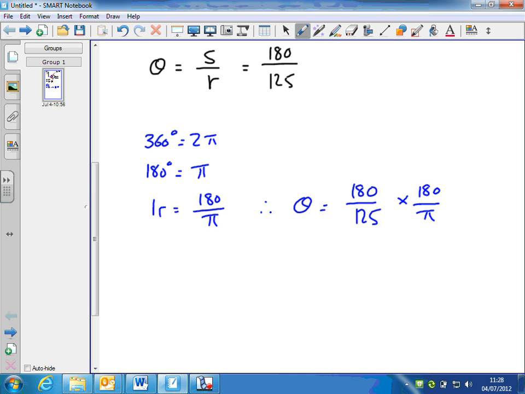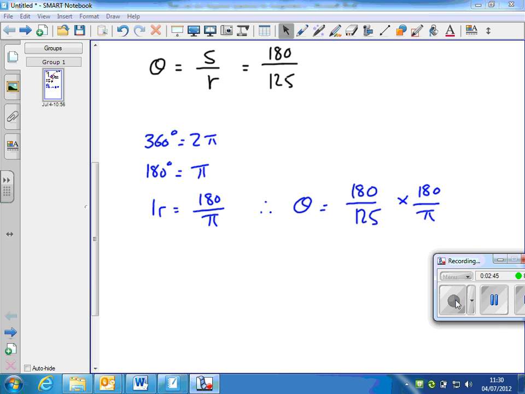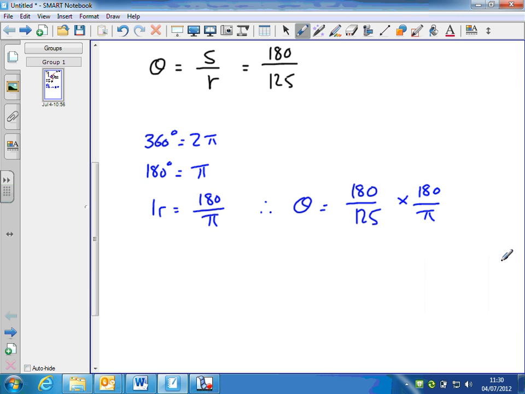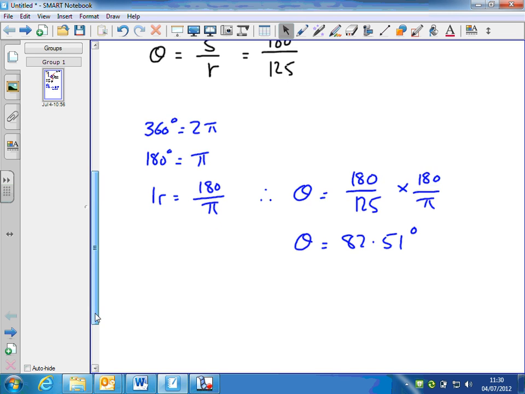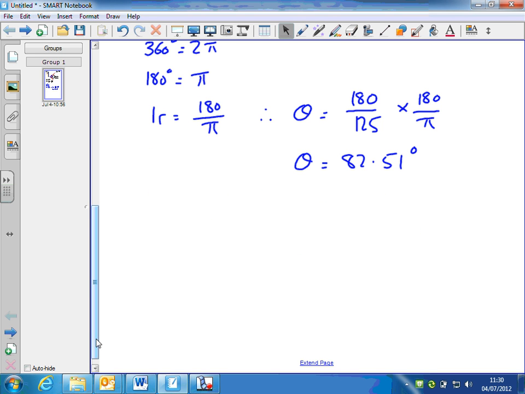So if I work that out, that'll give my angle, but that angle will be in fractions of a degree, and I want it in degrees and minutes. So if I work out what that is in degrees, theta is 82.51 degrees. But we want it in degrees and minutes, so 60 minutes in a degree. 60 minutes equals 1 degree.